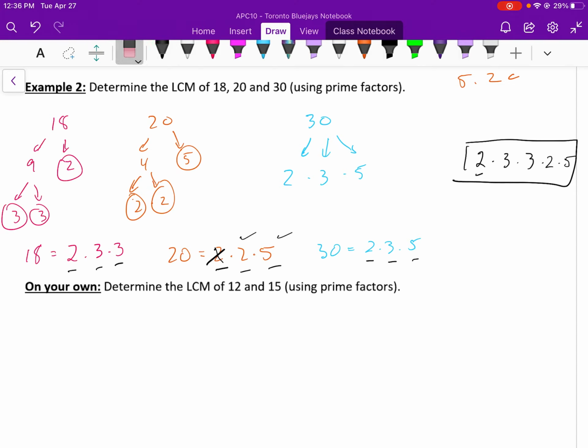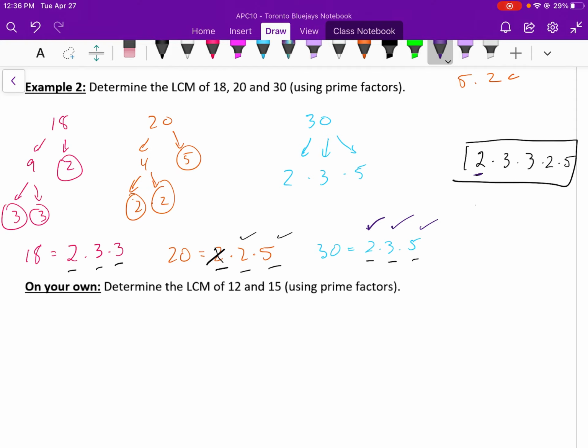And then I need to make sure that 30 is in that box. How do I make sure that 30 is in that box? I ask, what's in the box? Do we have a factor of 2? Yes, there's one factor of 2. There's also a factor of 3. And there's also a factor of 5. So 2 times 3 times 3 times 2 times 5 are all the prime factors of 18, 20, and 30 with all the repetition of factors removed.